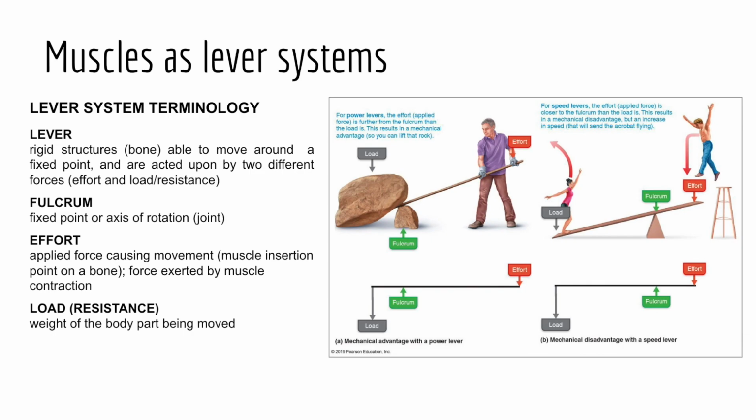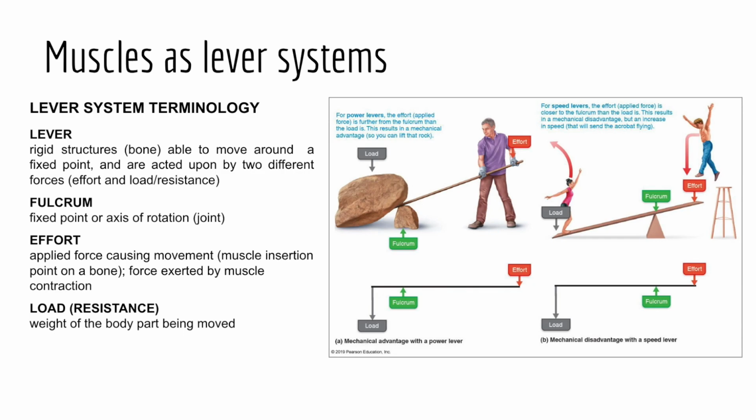First, a lever is a rigid structure that can move around a fixed point. And that fixed point is called a fulcrum, which I'll talk about in a moment. But in our body, our levers are bones, usually limbs, and they're acted upon at two different points by two different forces. That first force, we have the effort, or the applied force, which causes movement.